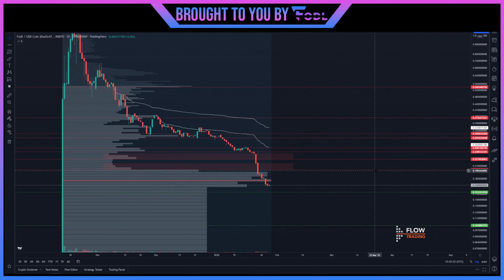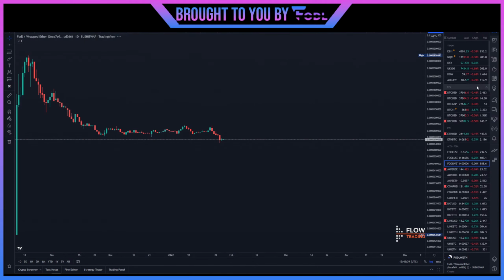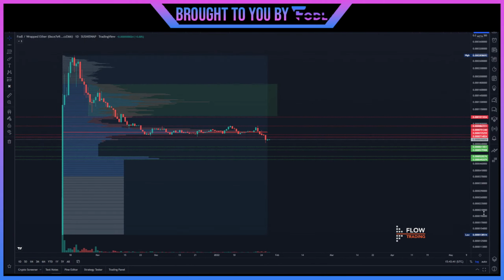Again, first level of resistance 20 cents, first level of support is 15 cents. So that's FODL versus USDC. Let's do FODL versus ETH. I forgot about this one last week.